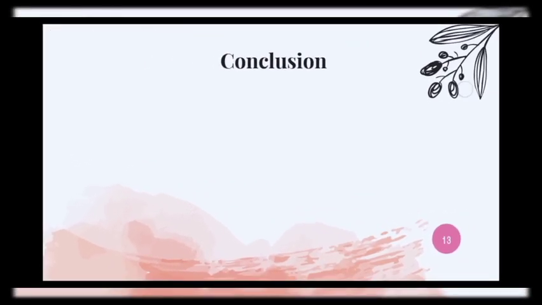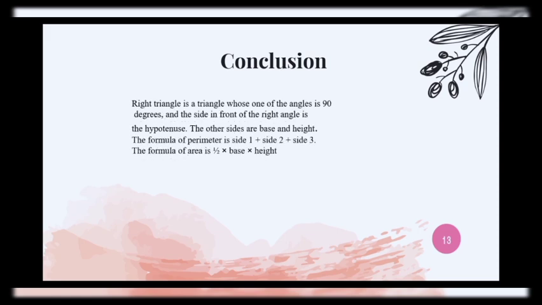The last is the conclusion. A right triangle is a triangle in which one of the angles is 90 degrees, and the side in front of the right angle is the hypotenuse. The other sides are base and height. And the formula of perimeter is side 1 plus side 2 plus side 3. The formula of area is a half times base times height.